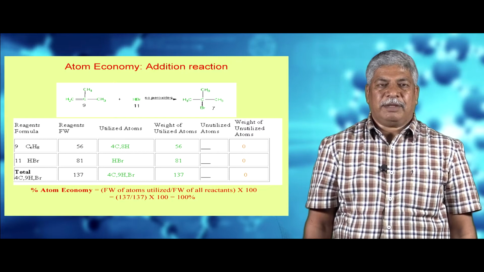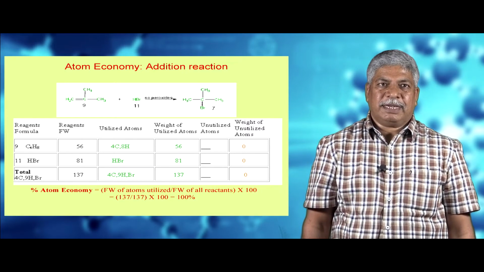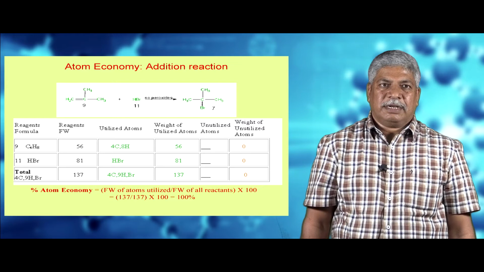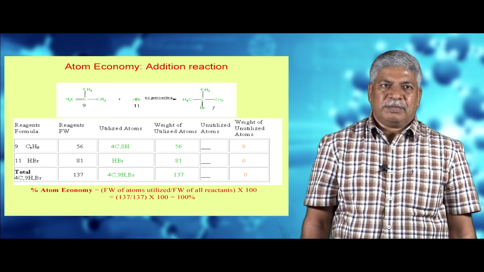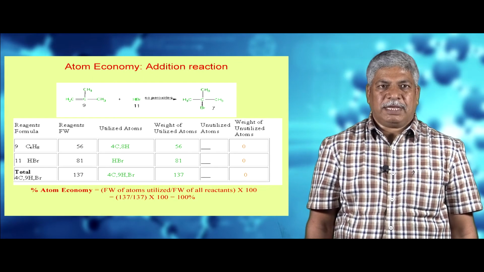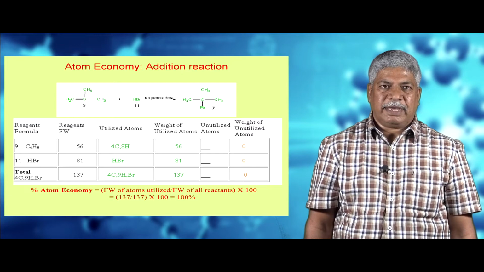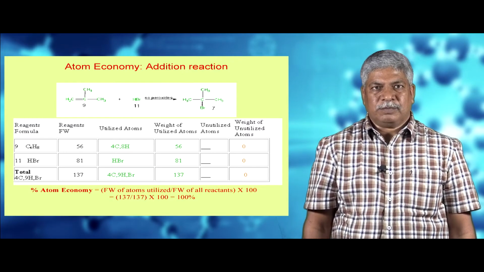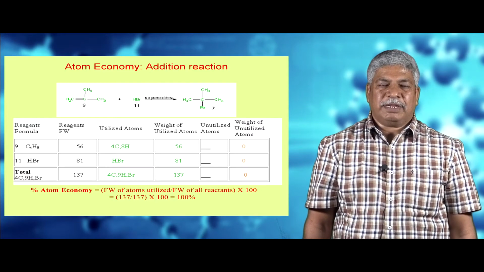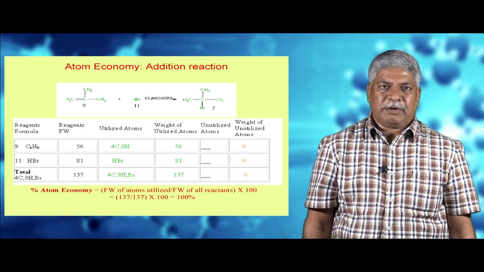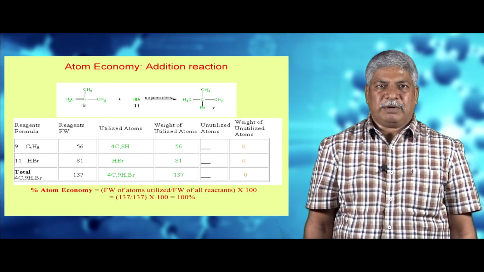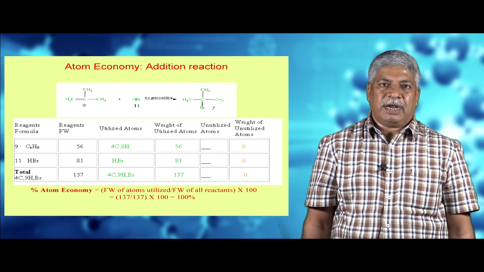So if we calculate the atom economy, the reagents are isobutylene, C4H8, and hydrogen bromide, HBr. The corresponding formula weights are 56 and 81. So in this case, for butylene C4H8, the entire mass goes into the product. Similarly, all the hydrogen bromide we are taking in the reaction goes into the product. So ultimately the total reagent weight is 137, the product weight is 137, and if we calculate the percentage atom economy, it will be 137 divided by 137 into 100, which is 100%.